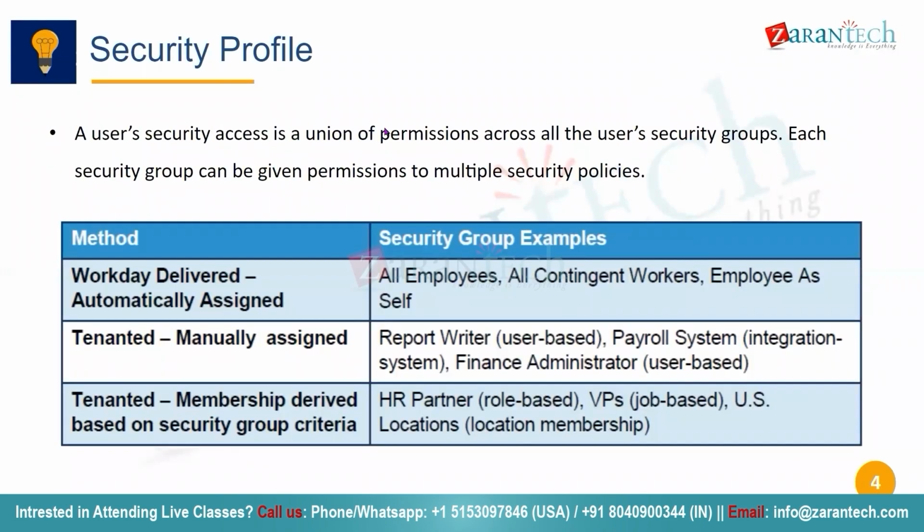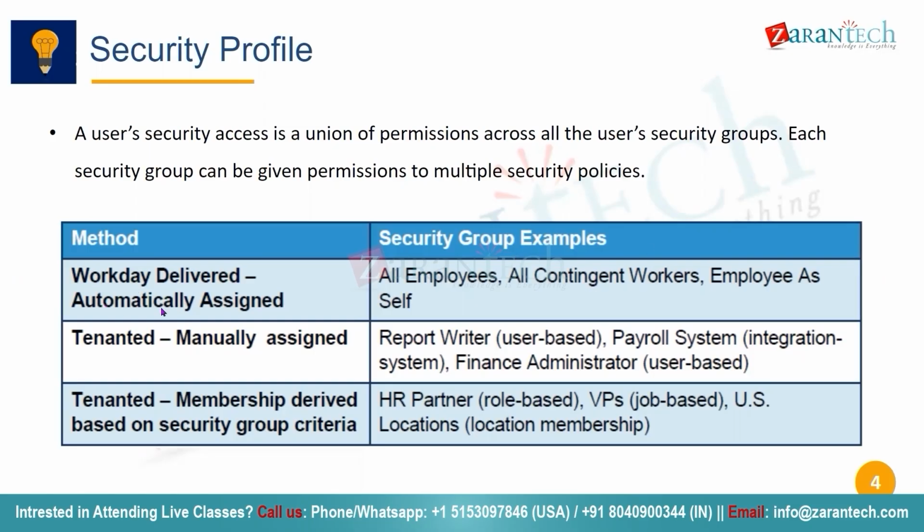So what do you mean by the security profile? Ideally, any user's security access is a union of permissions across all of the user's security groups. Each security group has different permissions to multiple security policies. Let's say we view any security group. Inside that we have domains and subdomains. So how you define the security permission based on view permission or get permission, view or modify permission, and what the methods are for each security group that we have.